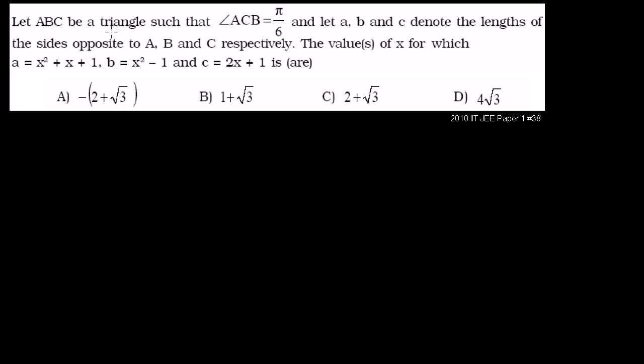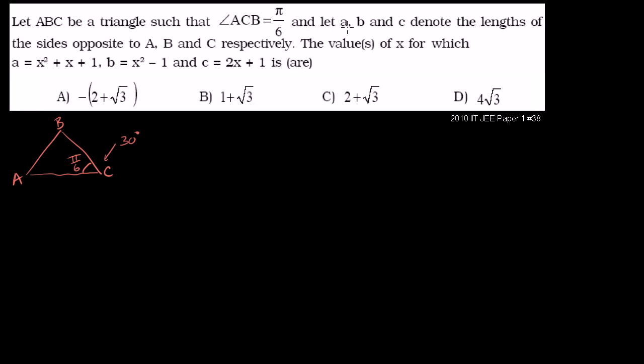Let ABC be a triangle such that angle ACB is equal to pi over 6. Let me draw it. So that's A, B, and C. And they tell us that angle ACB, this angle right over here, is pi over 6. I'm assuming it's pi over 6 radians, or we could view that as 30 degrees.